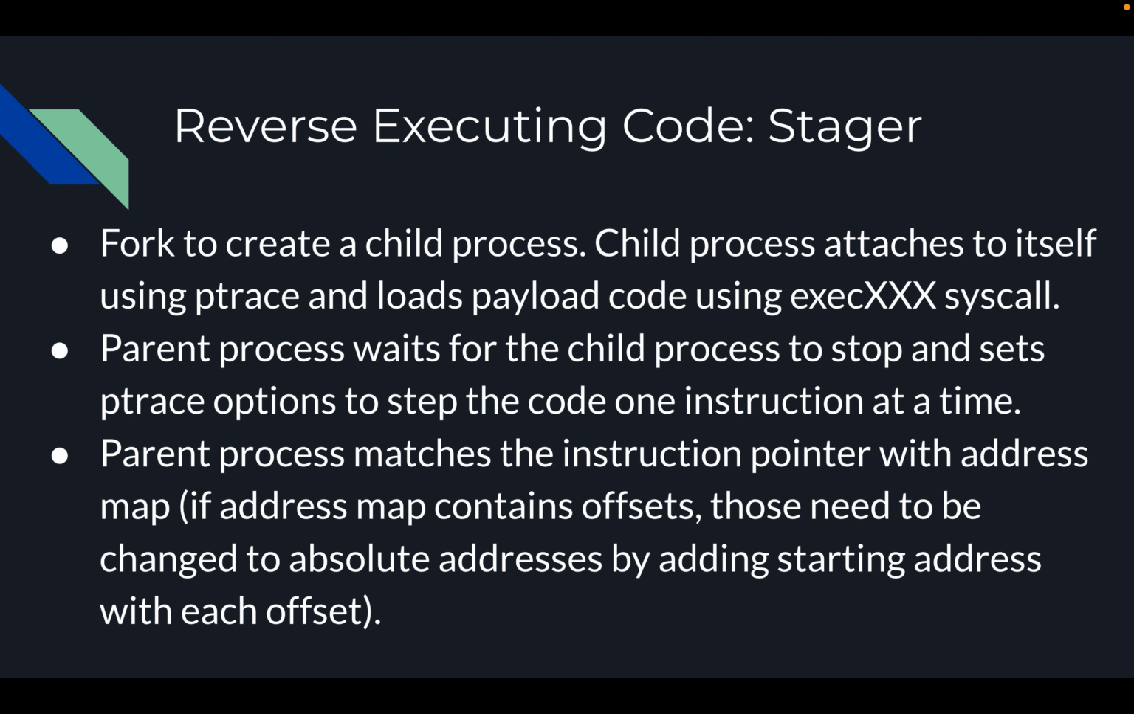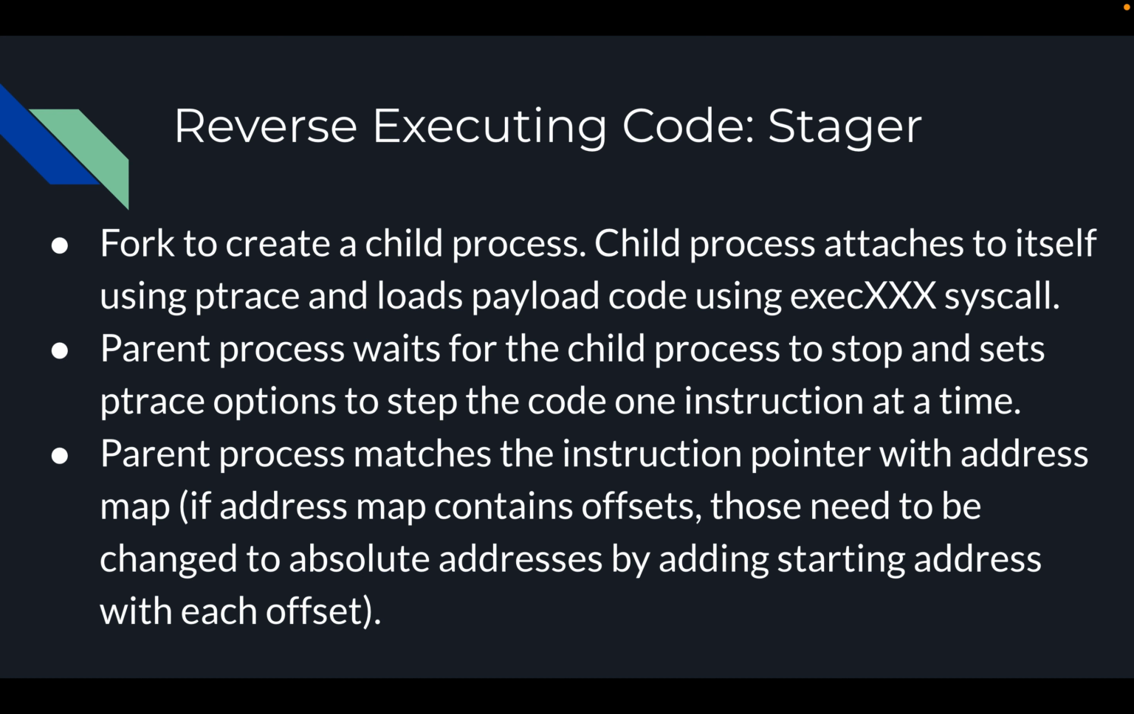Now, since we talked about this step, let's talk about a few more things. We'll start with the stager. The stager will take our payload and address map as the input and use that to run the payload in reverse order using self-debugging code. This is where we take control and override instruction pointers. Pseudocode for the stager looks like this. To create a child process, attach itself using ptrace and load payload code using the exec syscall.